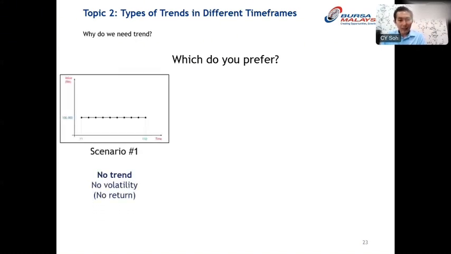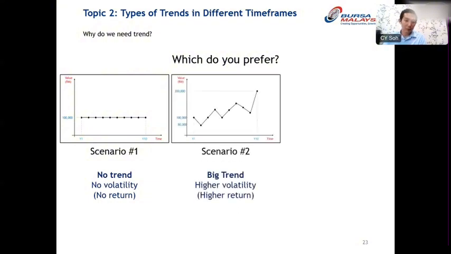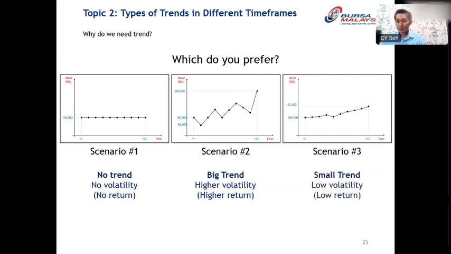Now, the first scenario is that you put money aside for 10 years. There is no trend, no changes in price, and of course, there would be no risk for you. Second scenario, same thing, you put your money aside for 10 years. There is a huge trend. You will be facing high volatility, which also indicates higher risk, and potentially you may be gaining higher return. And scenario number 3, same thing, you put your money aside for 10 years. The trend is small and very slow, which means it's lower volatility, and it also indicates lower risk, lower return.